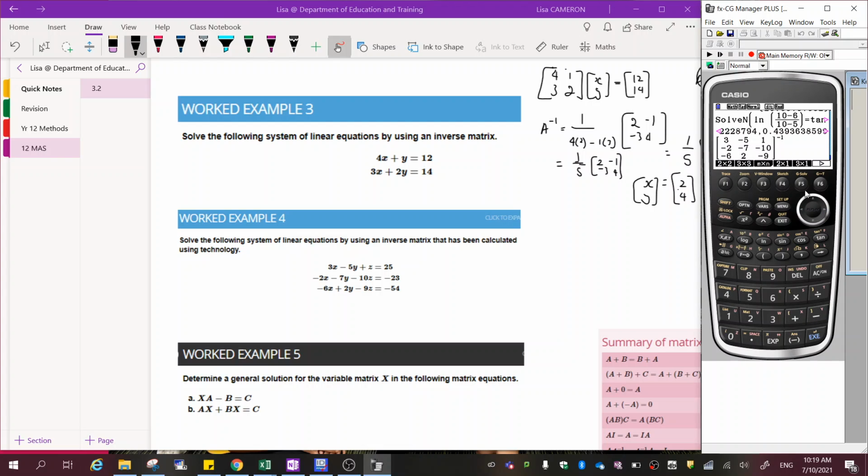And then it's going to multiply by a 3 by 1 matrix of 25, -23, and -54. Okay, and that will give me the answer of 2, -3, and 4. So in this system of equations, x is equal to 2, y is equal to -3, and z is equal to 4. Okay, moving along.